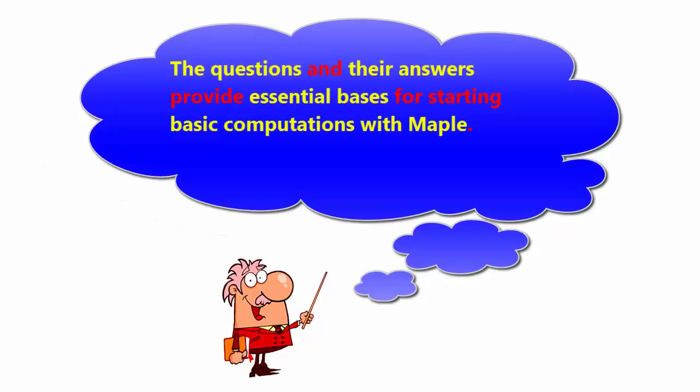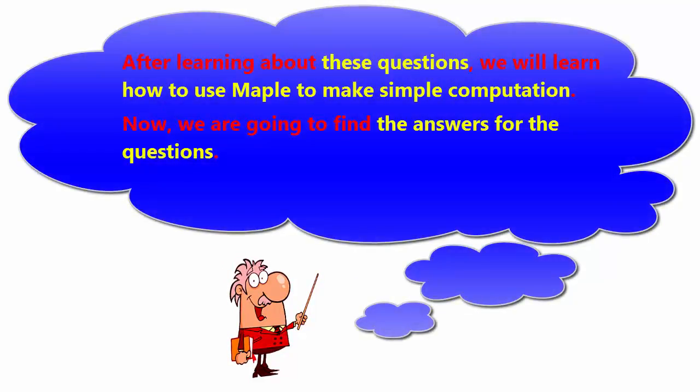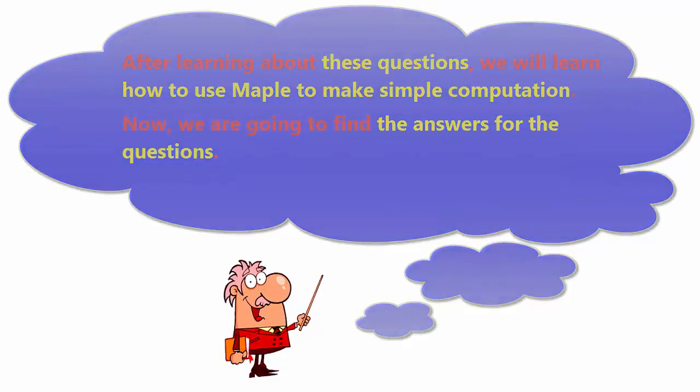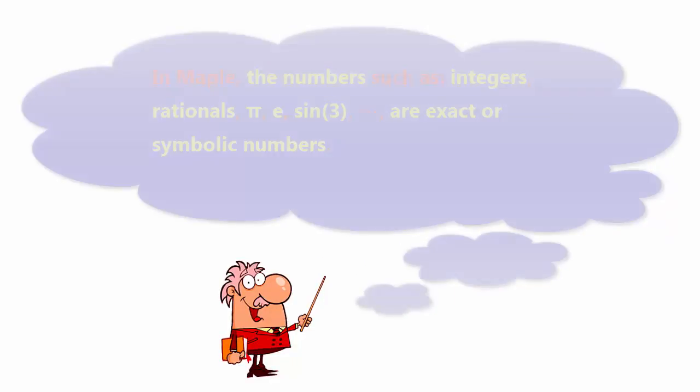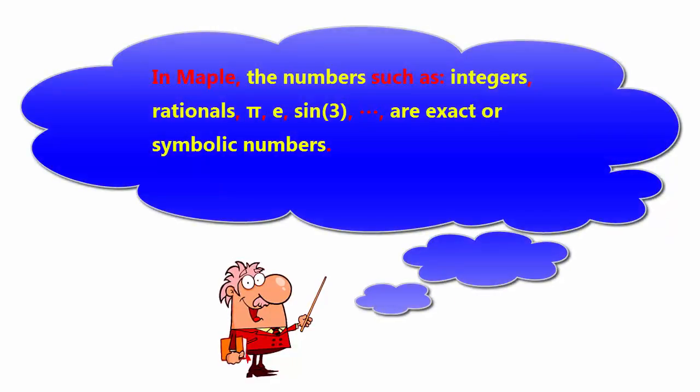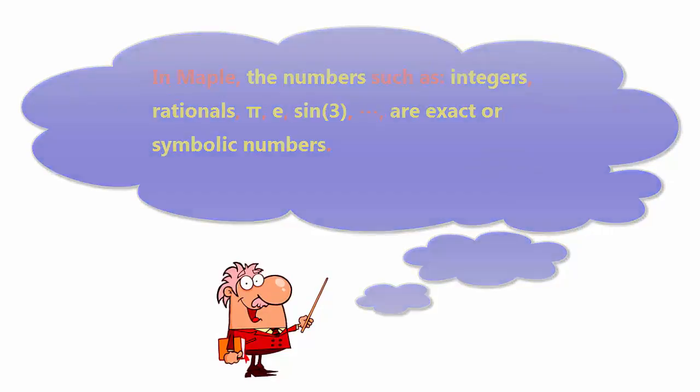The questions and their answers provide essential bases for starting basic computations with Maple. After learning about these questions, we will learn how to use Maple to make simple computations. Now, we are going to find the answers for the questions. The first question is: what are exact or symbolic numbers? In Maple, numbers such as integers, rationals, pi, and sin 3 are exact or symbolic numbers.